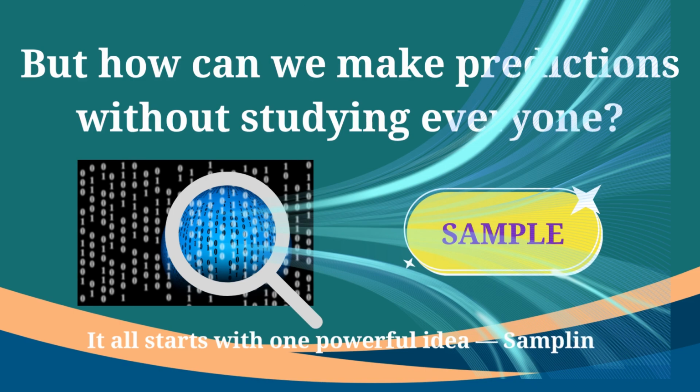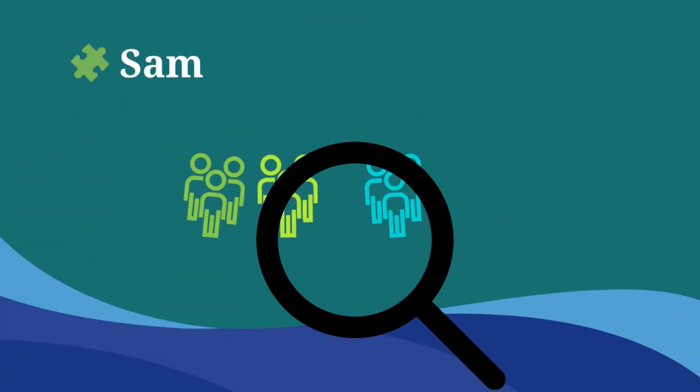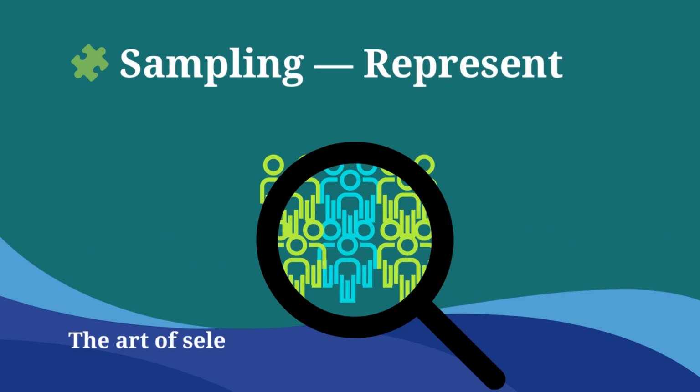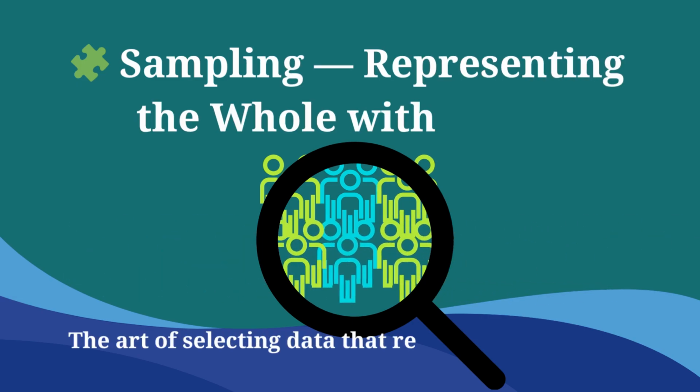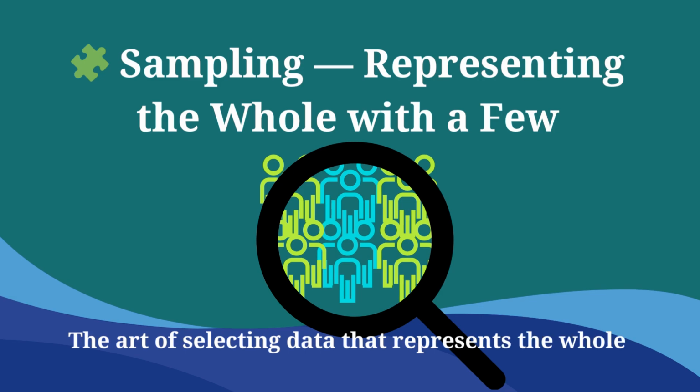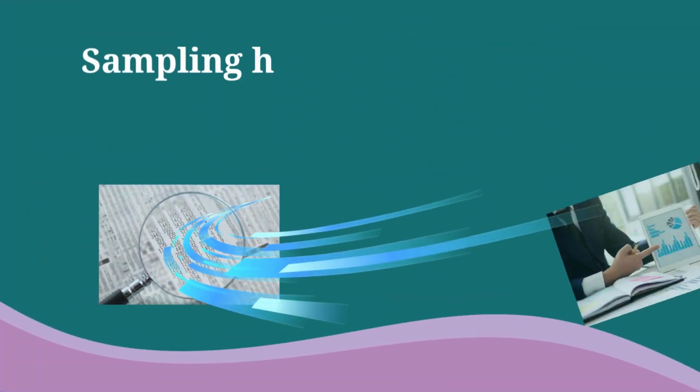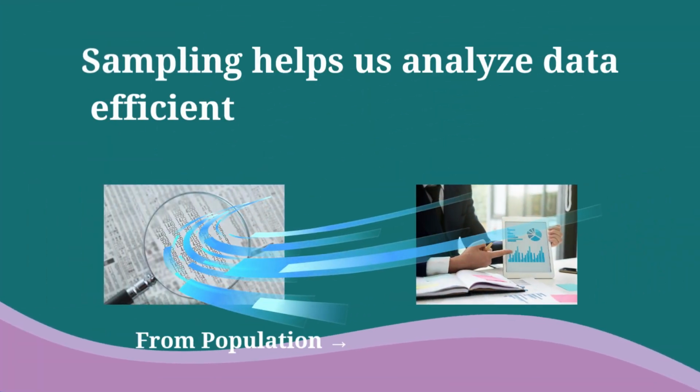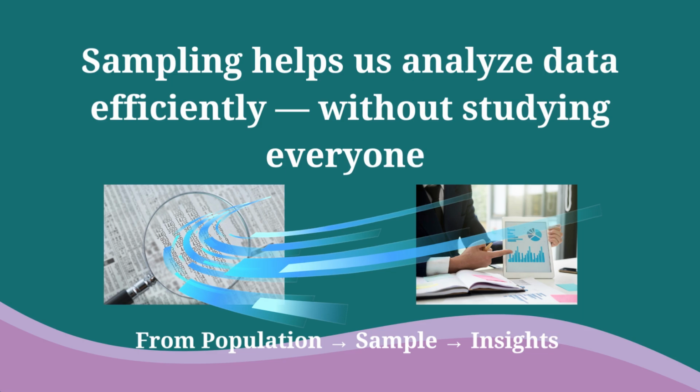The secret lies in one powerful concept, sampling, the art of selecting the right subset of data to represent the whole. Sampling is the process of selecting a smaller portion of data that accurately represents the whole population. It is what allows analysts and scientists to work efficiently without needing every data point.